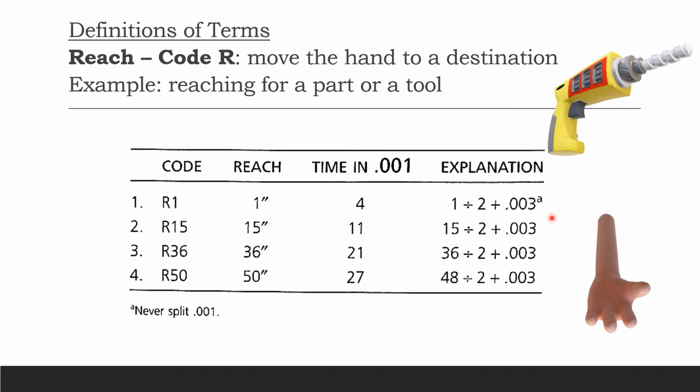And here is your explanation. So 1 divided by 2 plus 0.003, okay?